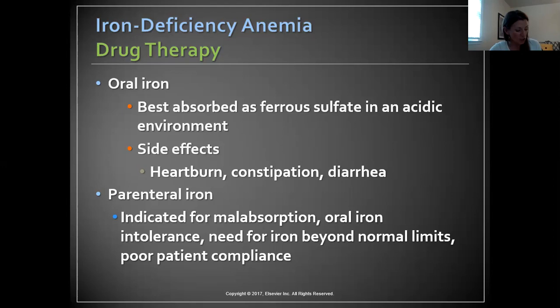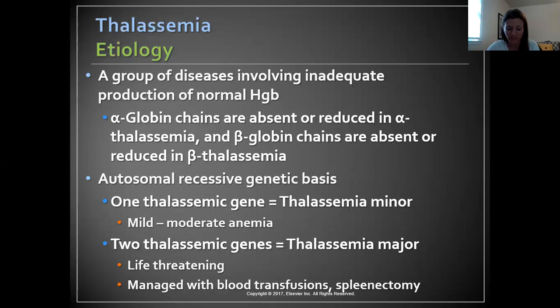Side effects include constipation as well as a black tarry stool. Iron therapy for 2 to 3 months after hemoglobin levels return to normal is recommended. Iron can also be given parenterally, which is indicated for patients who have malabsorption, who will be unable to absorb the oral iron, or those with oral iron intolerance or poor patient compliance.